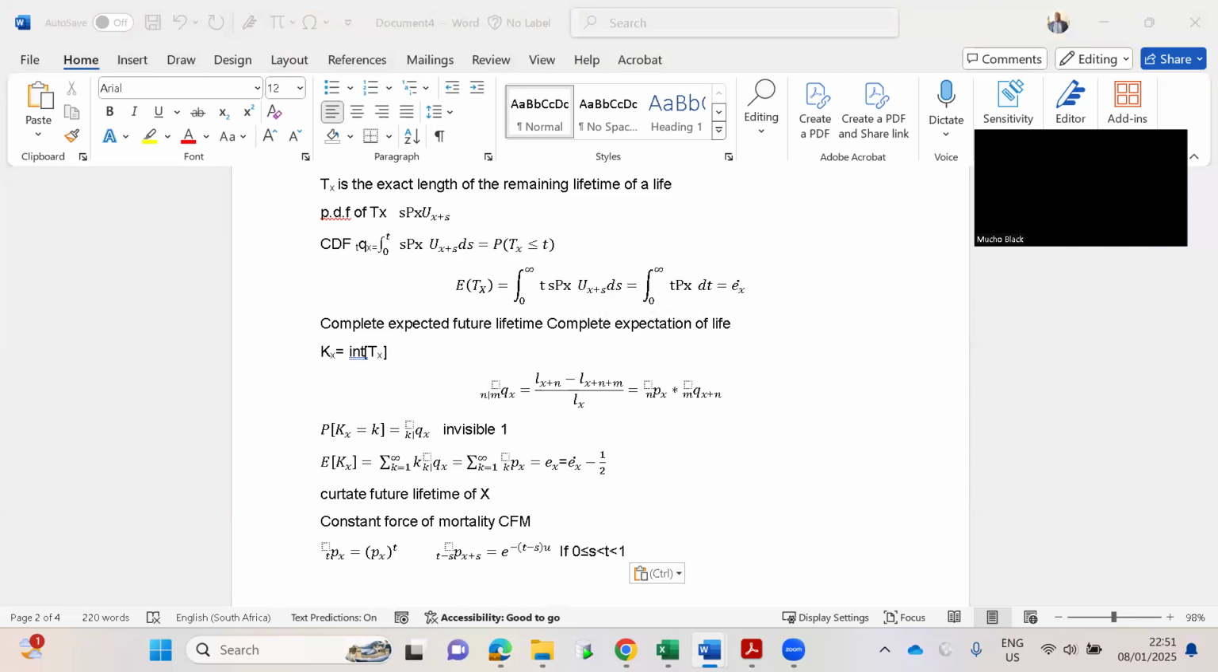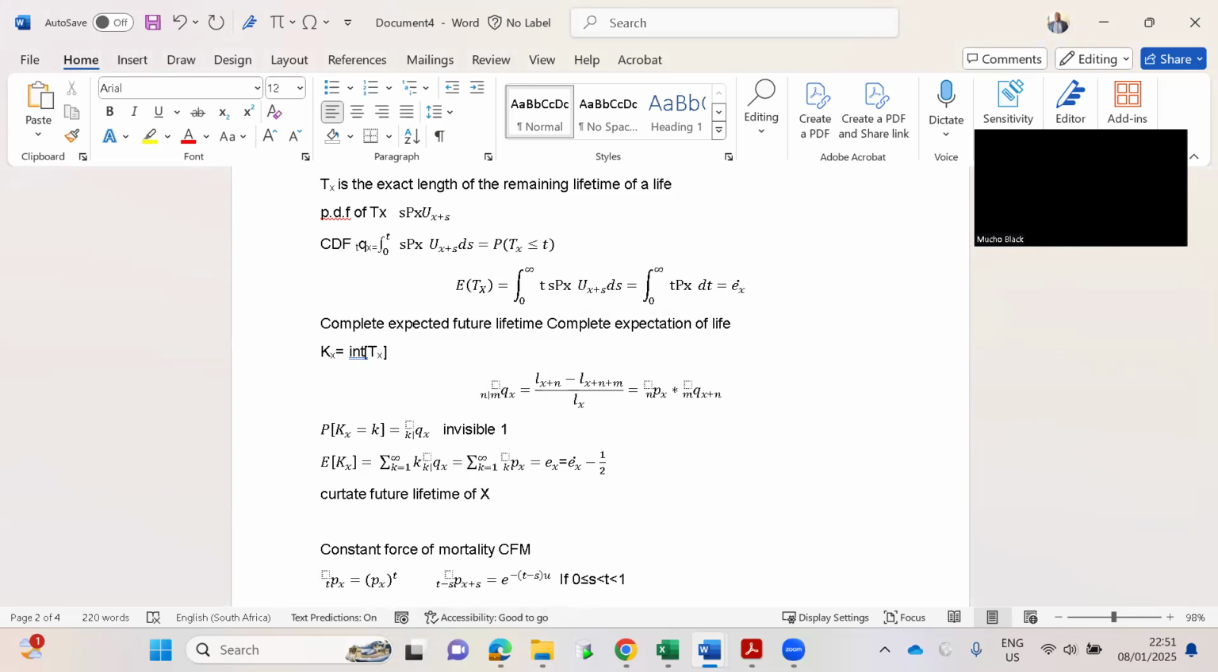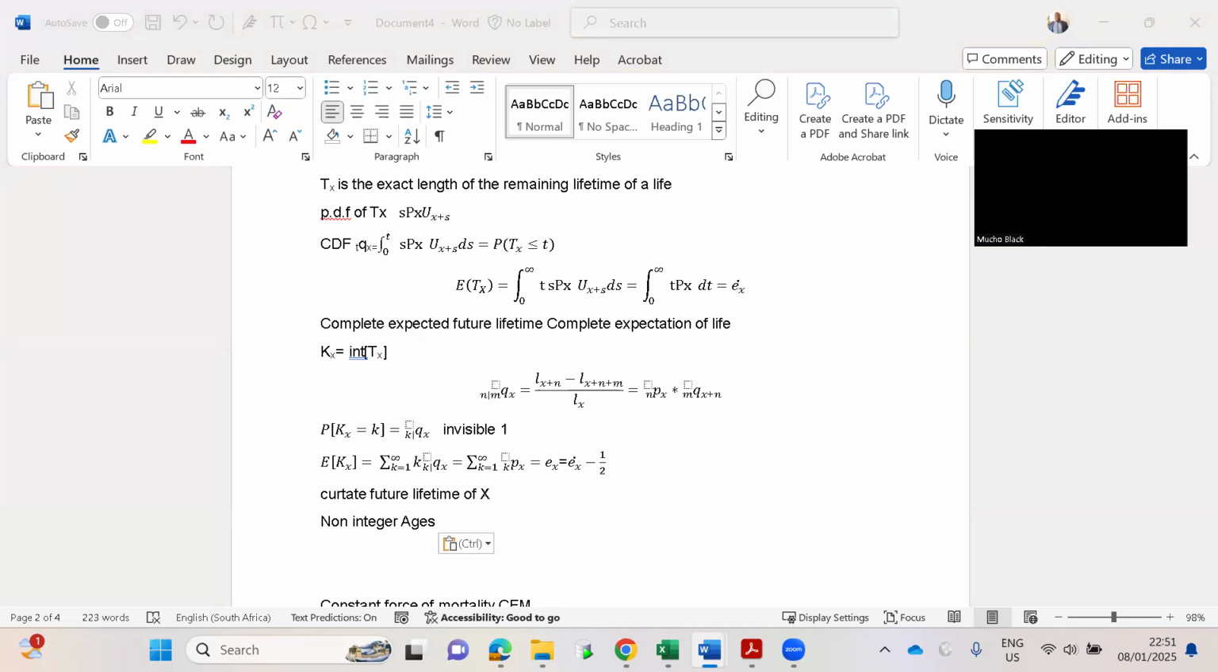And then we have the uniform distribution of death. So I guess constant force of mortality means from age, I don't know, 20 to age 80, the mortality is the same, right? Yeah, mortality is constant. Then uniform distribution of death means the mortality is equal at each age interval.